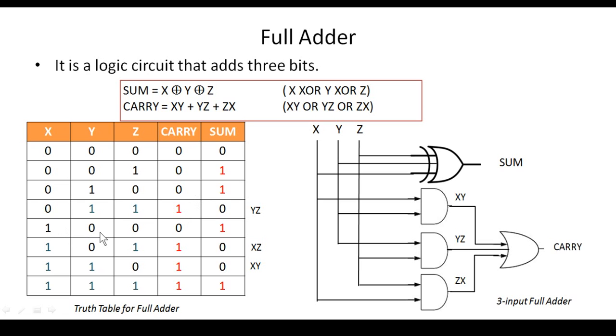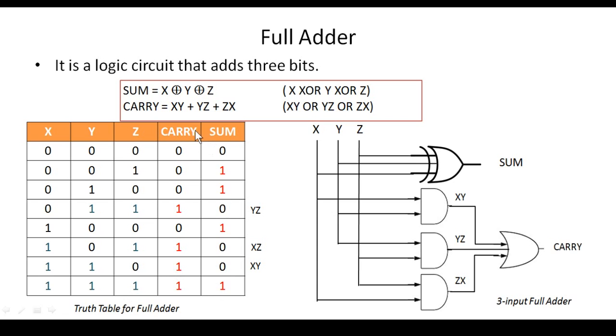Then you got 1 plus 0 plus 0, again sum is 1 and carry is 0. Then you got 1 plus 0 plus 1, so you got 10, right? Sum will be 0 and carry will be 1. And then the next row is 1 plus 1, that is 10. 10 plus 0 is 10 again. So you will get sum equal to 0 and carry as 1. Then you got 1 plus 1 plus 1, that is nothing but 11. So sum is 1 and carry is also 1.